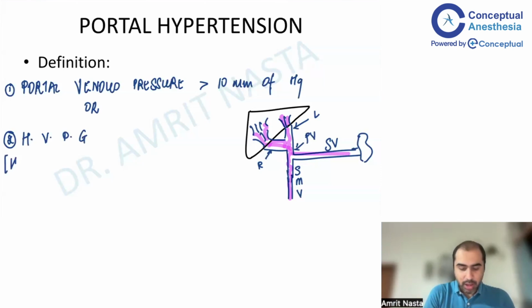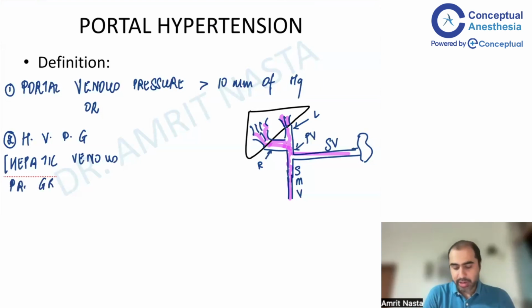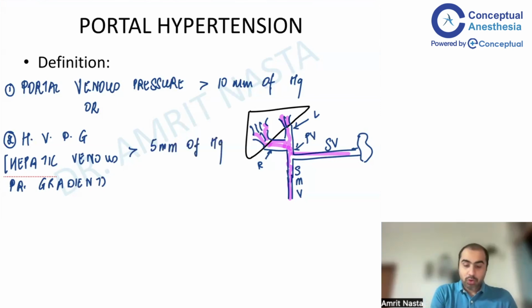It stands for hepatic venous pressure gradient. There is a way in which it is measured, we don't need to know that: wedge hepatic pressure minus free hepatic pressure. Not that important. But yes, there is a hepatic venous pressure gradient. This is something which can be measured. If this is more than 5 millimeters of mercury, then also you can label someone as portal hypertension. So what is more measurable is HVPG, but by definition it is portal venous pressure more than 10 mm of Hg.